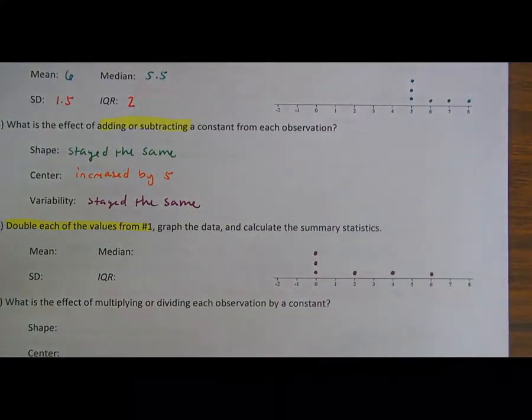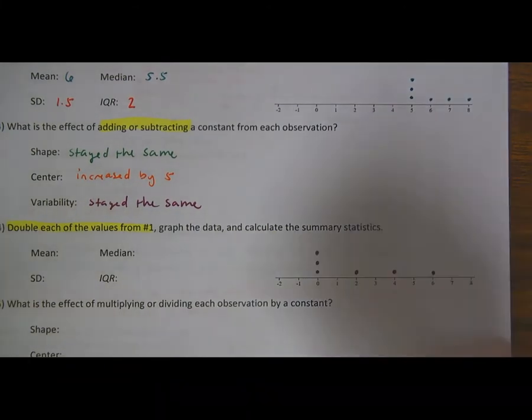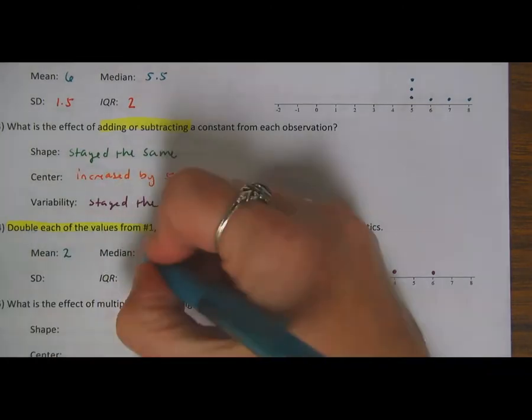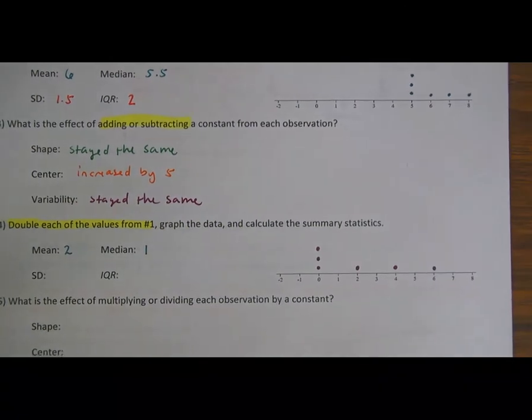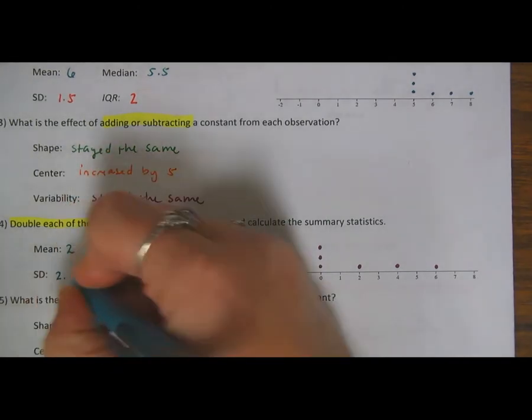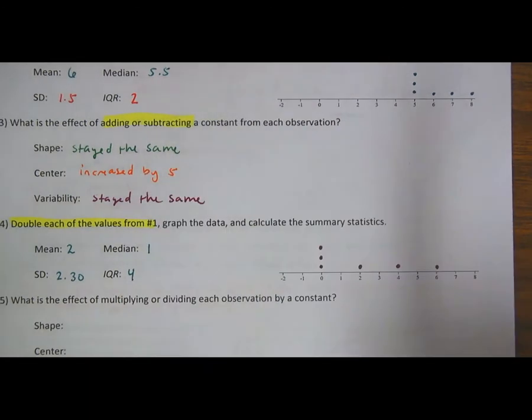From the top of the page, the mean was 1, and when I doubled everything, the new mean is 2. So it doubled. The median was half, and now it's 1 whole, so it doubled. The standard deviation, the second one on the screen there, is 2.30. Well, it was 1.15, so that doubled. And I'm arrowing down, and the IQR is now 4 minus 0, which is 4. That also doubled.